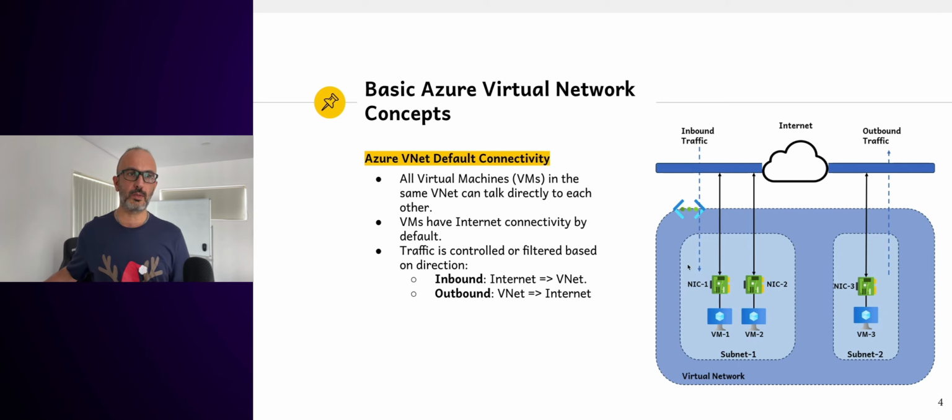The first thing that you need to know is that all virtual machines or resources within a virtual network by default would be able to talk to each other. So for example, we've got here a virtual network with two subnets, subnet 1 and subnet 2. In subnet 1, we have VM1, VM2 and VM3, and of course their attached network interface cards. All those VMs will be able to talk to each other by default without any configuration on your behalf.